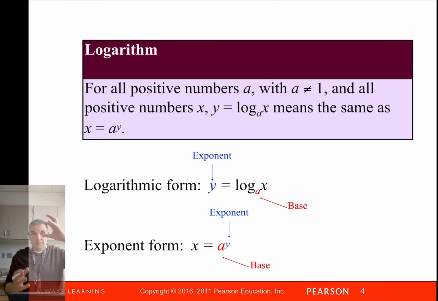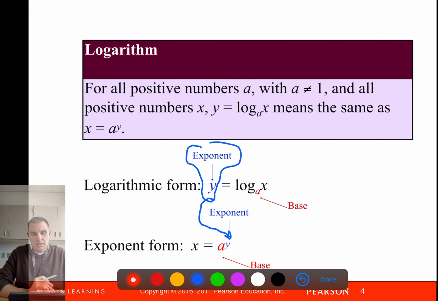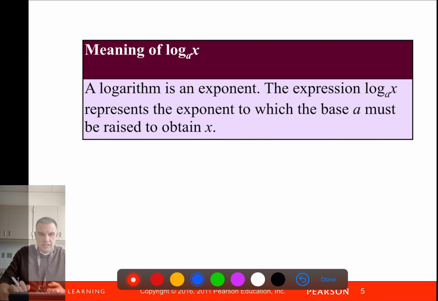So what we want to be able to do is switch between these two forms. A couple things you need to notice. We've got this y value. In logarithmic form, that y value becomes the exponent. The base is the a down here, kind of a subscript down there. That base becomes the base in your exponent form. And we want to be able to go between these two different forms. So essentially these two things are equivalent to each other.